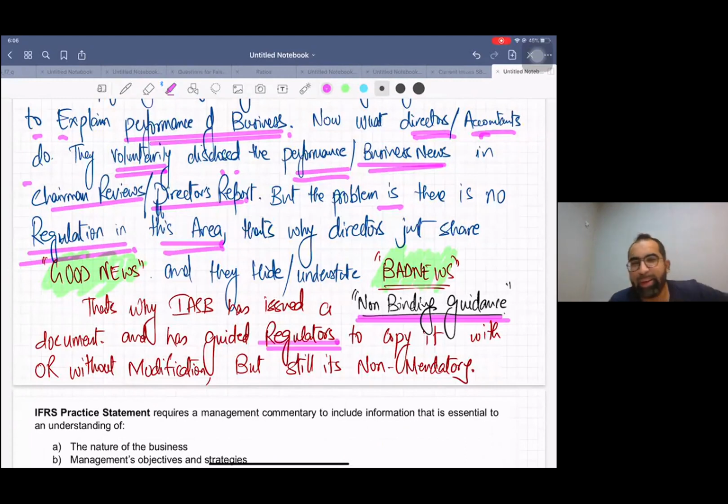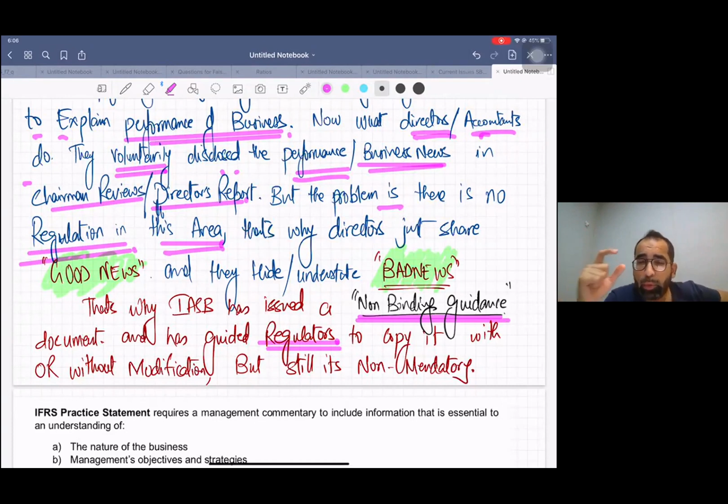Now, what do you mean by regulators? Just like in Pakistan we have the SECP, the Securities and Exchange Commission of Pakistan, right? They regulate the companies. Similarly, we have a body like ICAP. Similarly, in the UK, ICAEW. Different bodies, right?